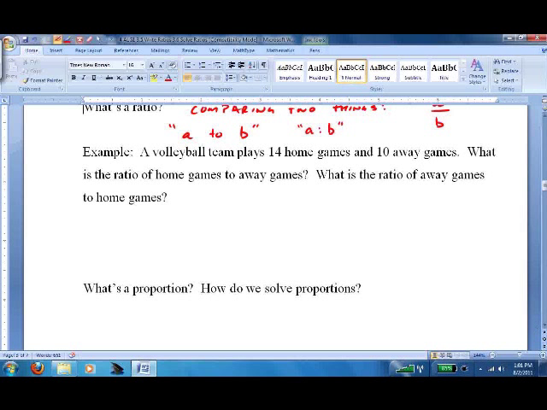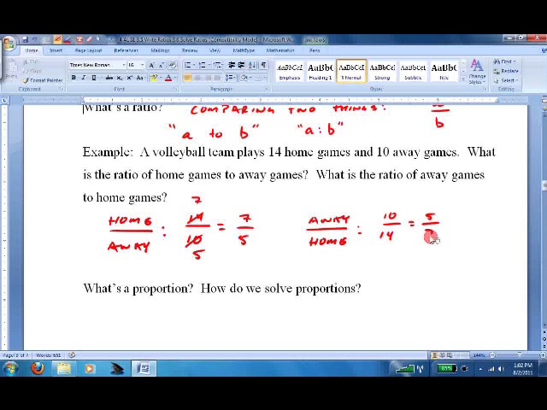So, for example, a volleyball team plays 14 home games and 10 away games. What's the ratio of home games to away games? So, home on top, away on bottom. And we could write it either way, which is why we're going to. That would be 14 over 10. But we'd have to reduce that. 7 times 2 and 5 times 2 is 7 over 5. And we'll do the math just for the fun of it, but we will know that away over home will just be the inverse of that fraction, or the reciprocal of that fraction. So we would get 10 over 14, which is 5 over 7.